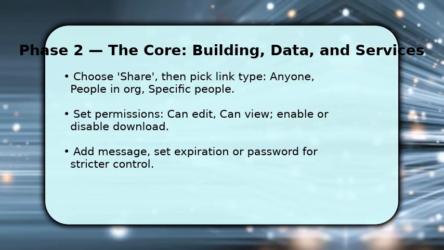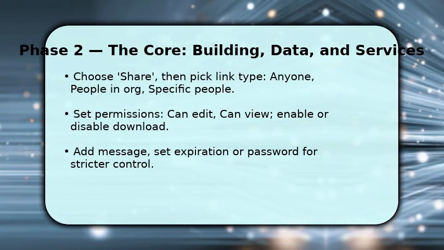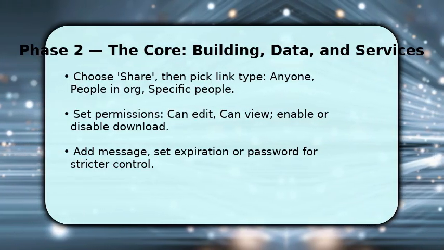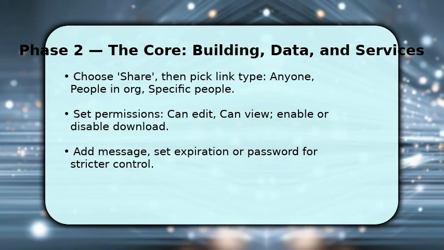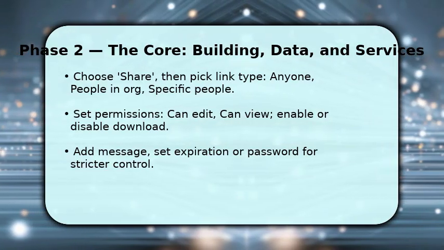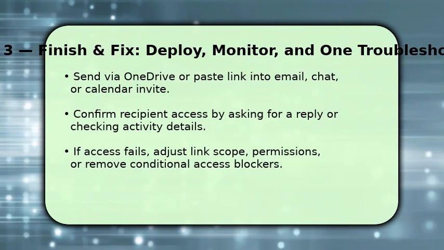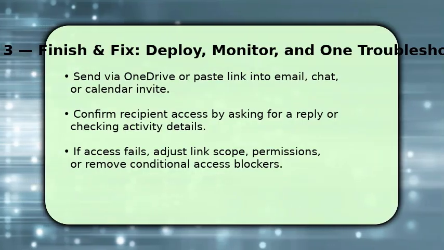To tighten security, set a link expiration date or add a password. Once settings match your intent, either copy the link or enter recipient emails and include a short instruction. You finish by sending the link through OneDrive or pasting it into your preferred email or chat. Include brief context so recipients know what to do.